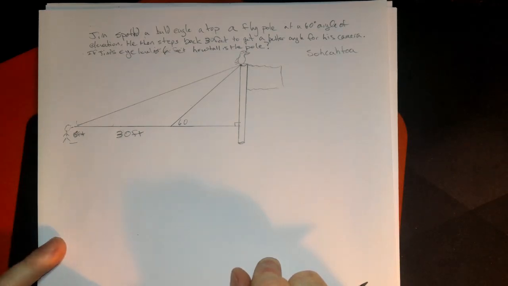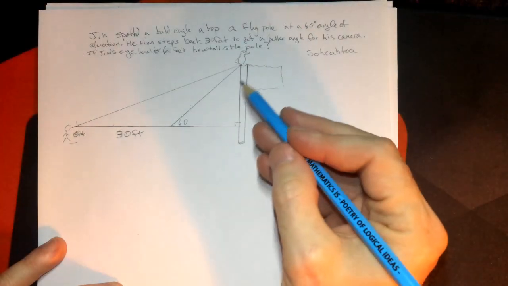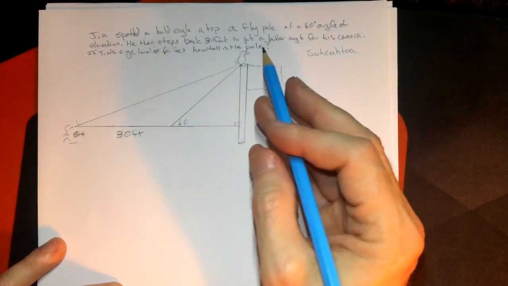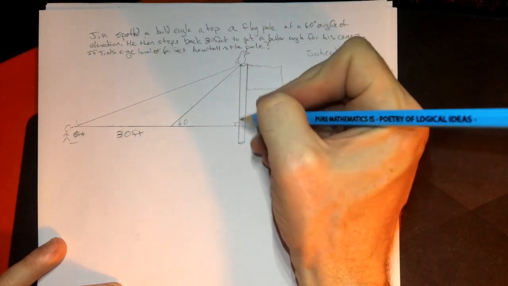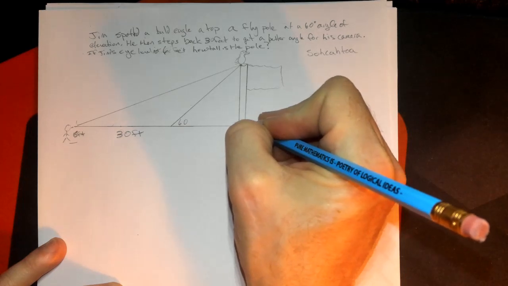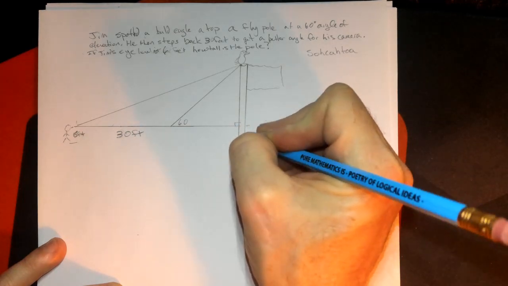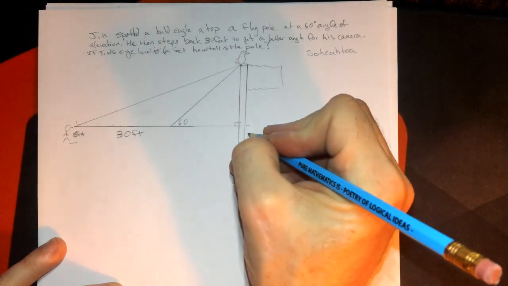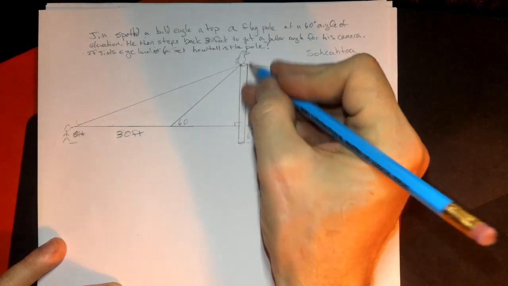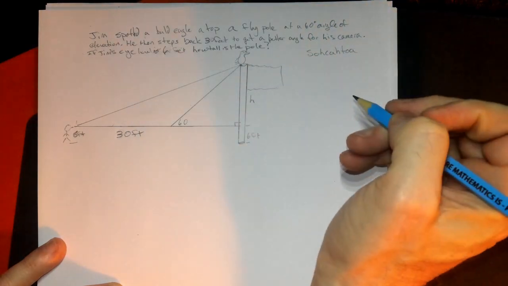So first thing we have to figure out is what do we want to figure out? We want to know how tall this pole is, and so what we can say is we know this distance from here to here is this distance here. So we've got this 6 feet here. So how can we figure out the rest of it? We'll just call it h for height.